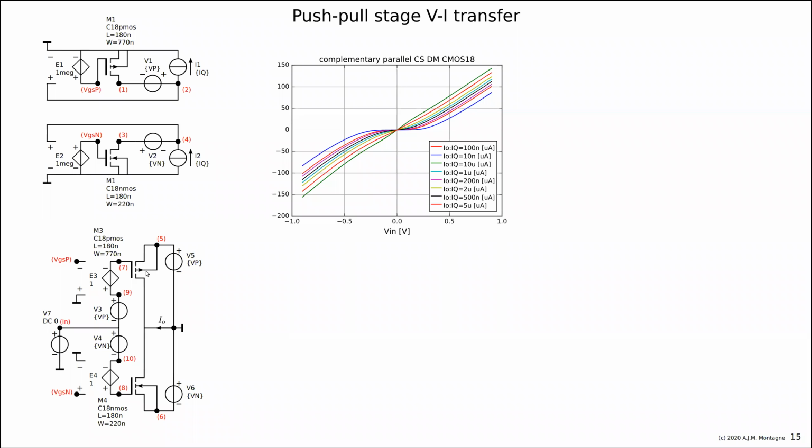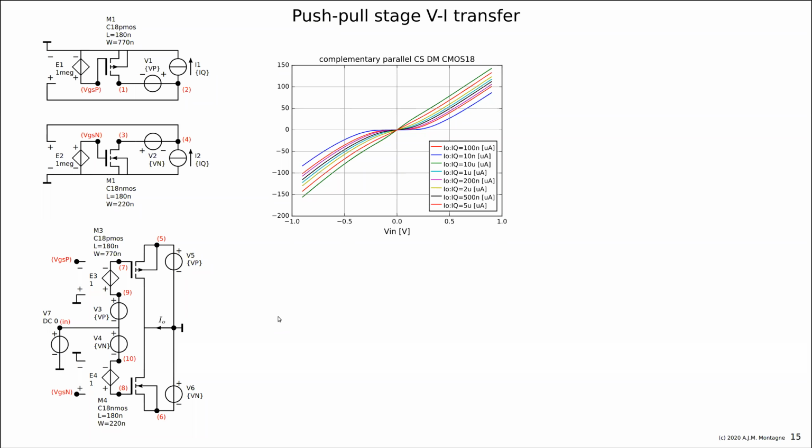Of course, the devices are scaled so that it just looks like more or less the same, and the ratio is about 4. It's a little bit less, about 3.5, because of the mobility of the holes and the electrons, which is different, and therefore the P devices need to be wider than the N devices. So here you see the output current as a function of the voltage.